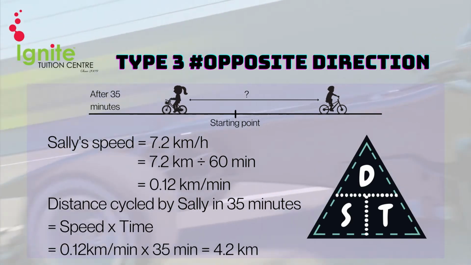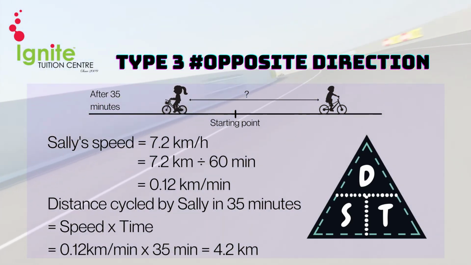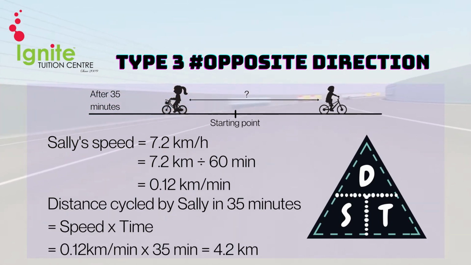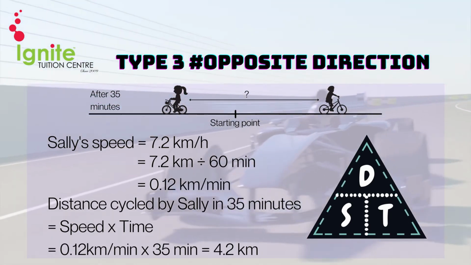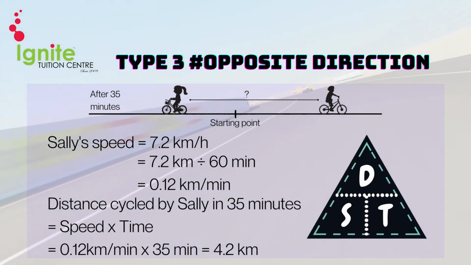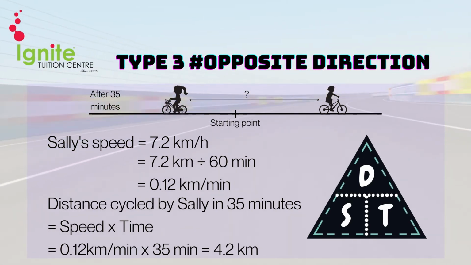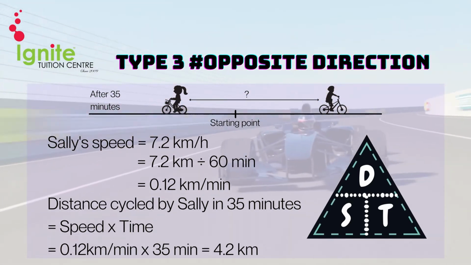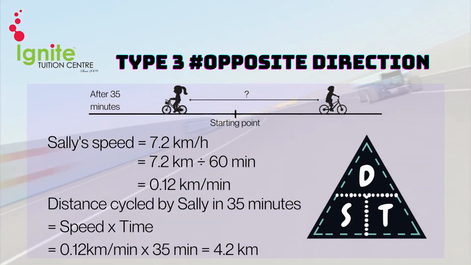Model drawing or simple illustrations are important to allow you to understand a question. In this case, based on the below illustration, we can solve the question easily by finding the distances cycled by each of them. Firstly, since we are looking at 35 minutes, we'll need to convert Sally's given speed by dividing it by 60 minutes to get 0.12 km per minute.